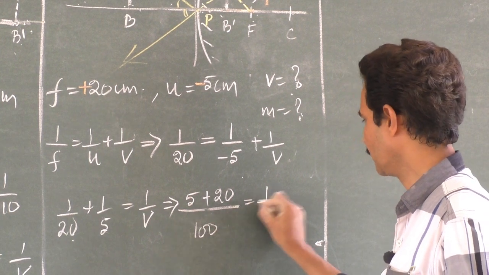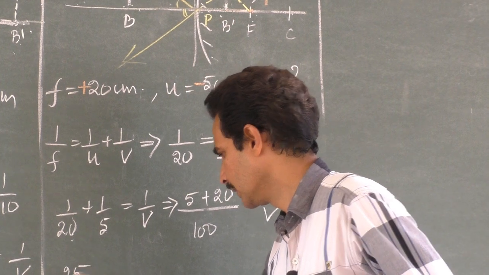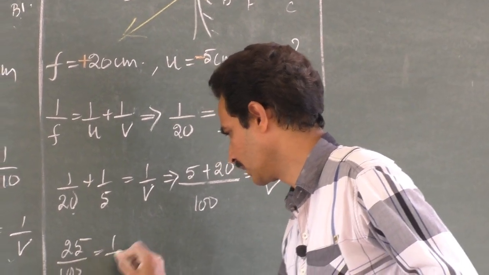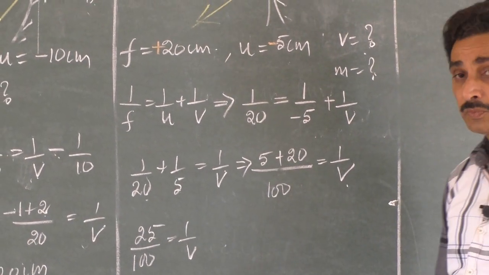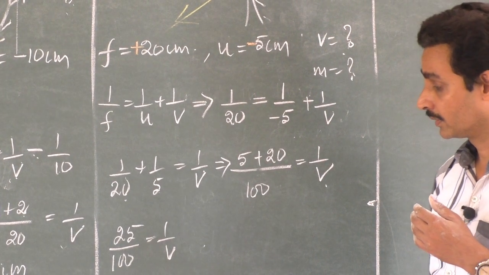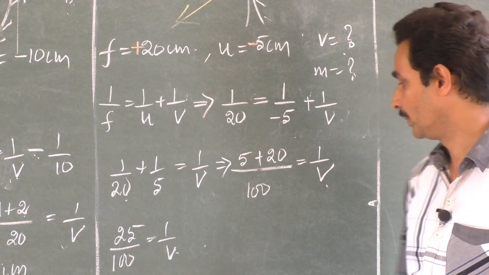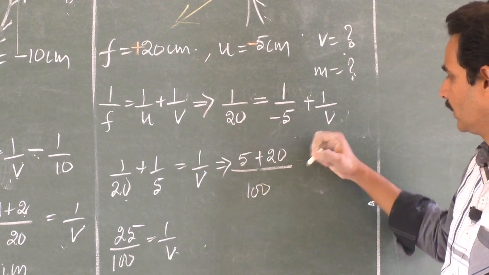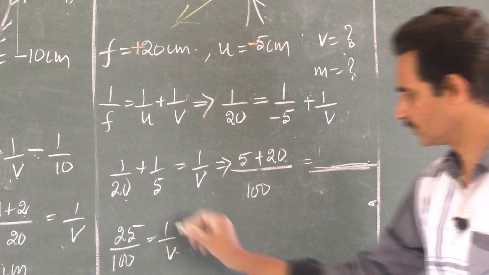That is 1 by V. 25 by 100 is 1 by V. See the method of solving. I always write 1 by V. I don't leave it out because I don't want to be carried towards a wrong answer. If you don't write 1 by V, there is a chance that you will write this itself as the answer. That is not the answer. That is 1 by V.